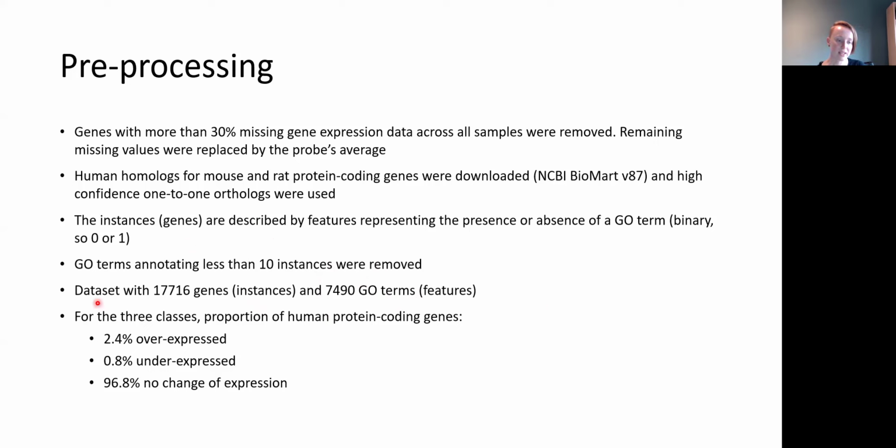Another thing to note with this is that of the 3 classes that they split their genes into, there are quite different proportions in the number of genes within each of these. So the vast majority of them had no change of expression. Very, very few of them were underexpressed in age, and around 2.5% were overexpressed in age.